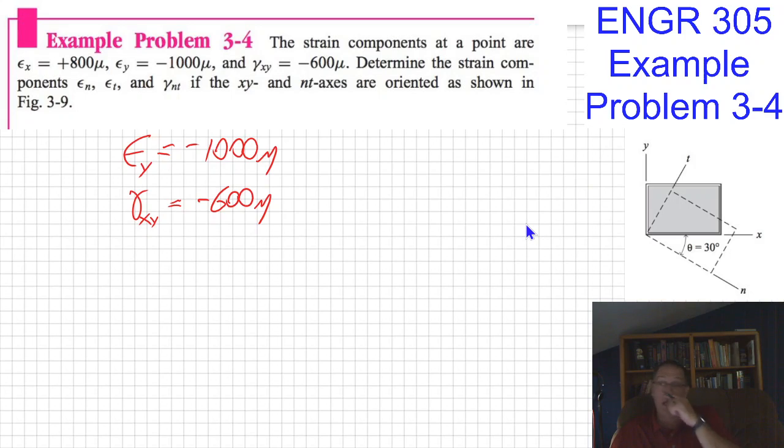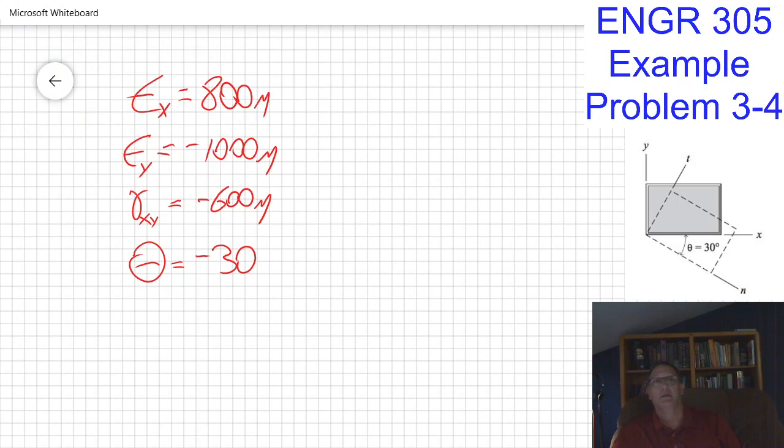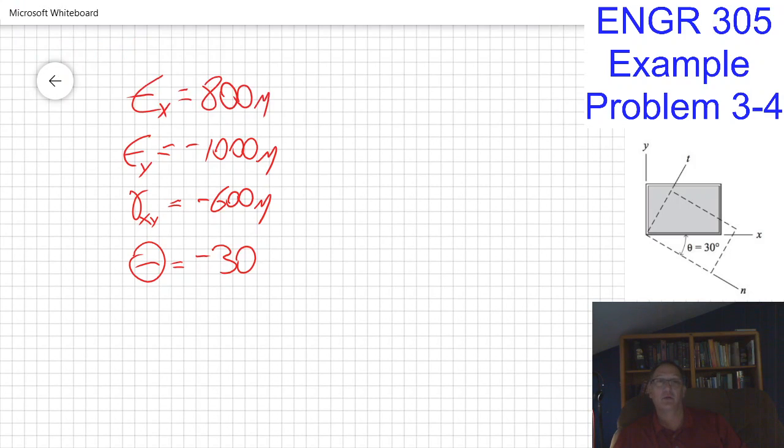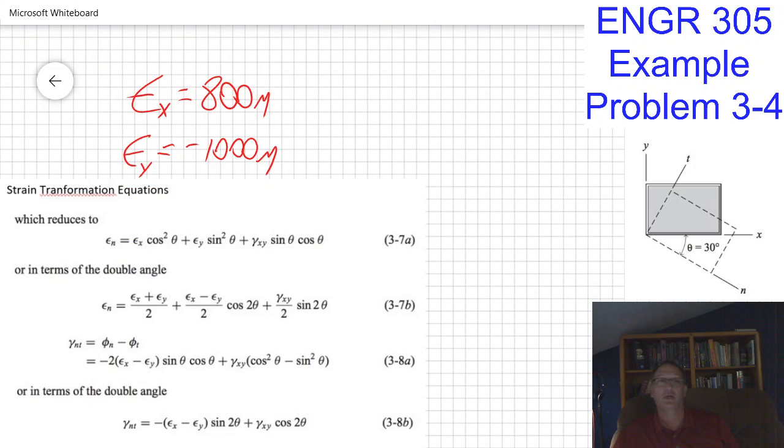You can see that the n-axis is 30 degrees below the x-axis. That makes theta equal to minus 30. And so now you know the way I work. I've got my data. It's all right there. So all I need to do to solve this, to get the strains epsilon n, epsilon t, and the shear gamma NT, is to start plugging it into equations. Well, fortunately, I've got the equations ready to go.